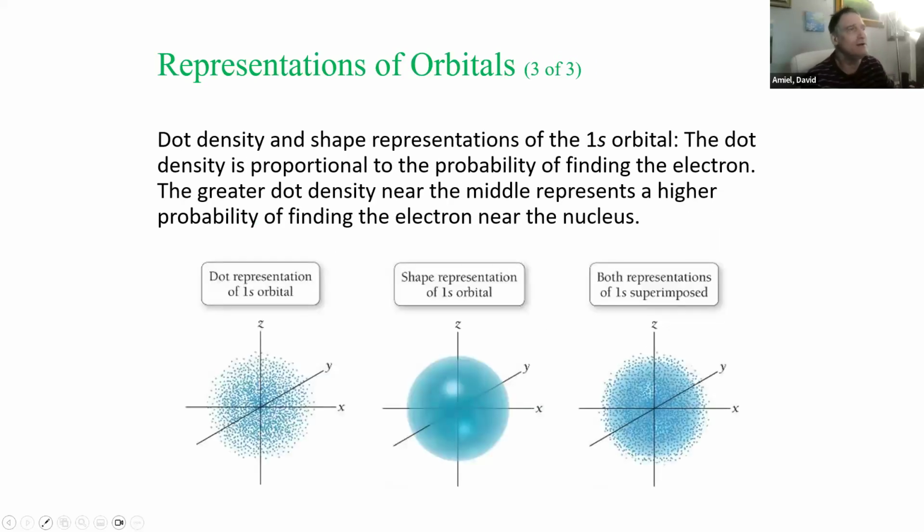So here is a way to represent a 1s orbital, and this one's called a dot representation. Each dot is the probability that the electron will be there. You can call this a shape representation. You see it makes a sphere, so we can just represent it as a sphere instead of dots. So these are just different ways of representing the same thing, which is in this case a 1s orbital.